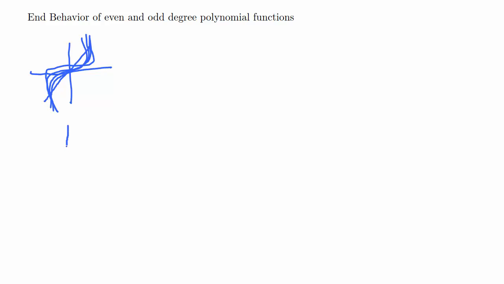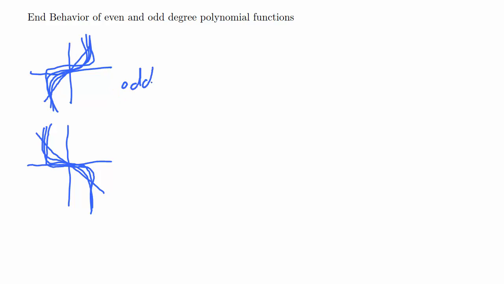Now let me change this up just a little bit. Instead of using positive leading coefficients, what if I use negative leading coefficients? Y equals negative x will look something like this. Y equals negative x cubed looks something like that. Negative x to the fifth will look more like this. Negative x to the seventh, and so on and so forth. Notice that they're all starting at the top left and ending at the bottom right. Notice that they're on opposite sides here. The same thing up here.